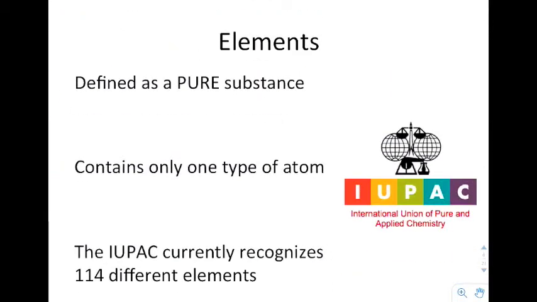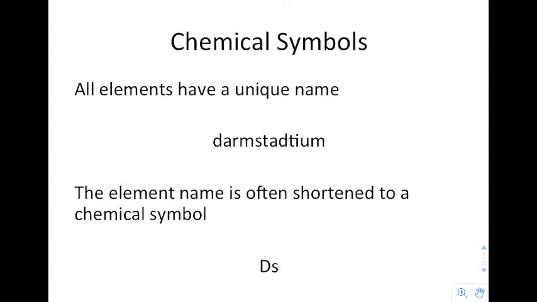Elements are defined as a pure substance. They contain only one type of atom. And that's the key thing right there. Only one type of atom. The IUPAC, which stands for the International Union of Pure and Applied Chemistry, currently recognizes 114 different elements. This is the governing body for this. So whenever somebody says, hey, we think we discovered a new element, they submit their information to the IUPAC, which determines whether or not they actually did discover a new element.